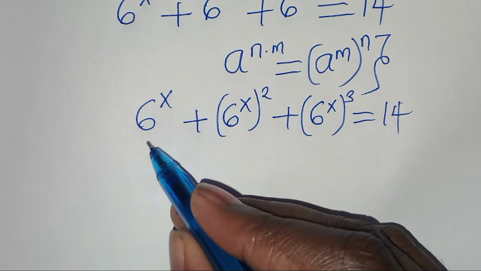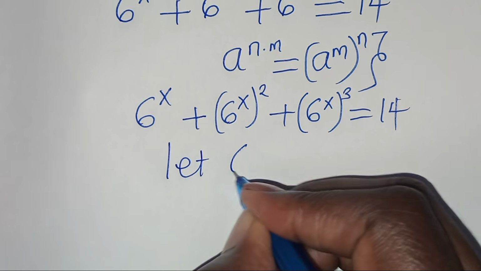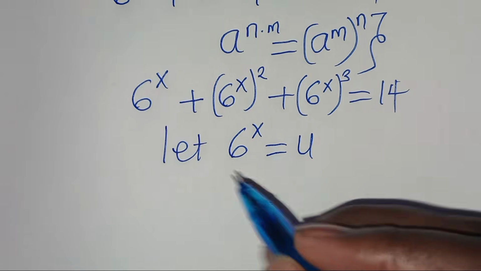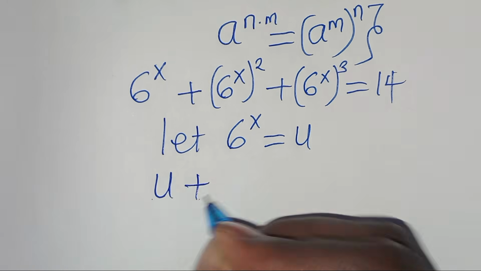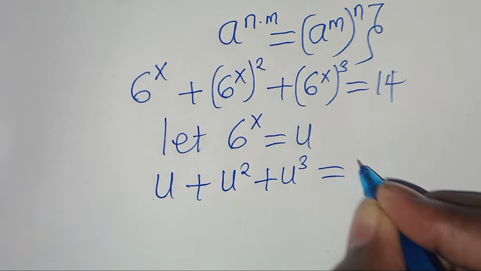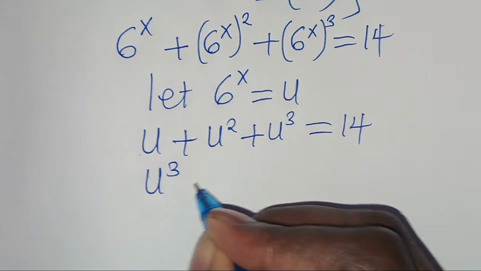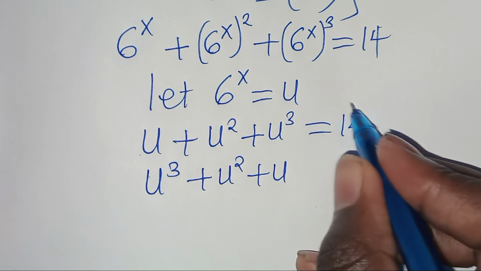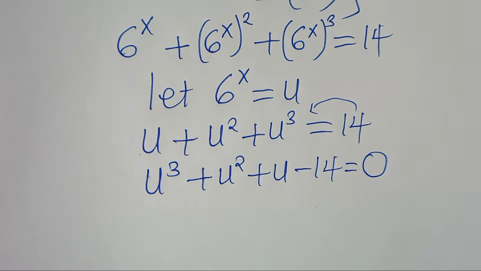The next step is that 6 to the power of x is common here, so we can let 6 to the power of x be equal to u. Now let's express this equation in terms of u. So we have u plus u to the power of 2 plus u to the power of 3. This is equal to 14. So this is u to the power of 3 plus u to the power of 2 plus u. Let's take 14 on the left hand side, minus 14. This is equal to 0.